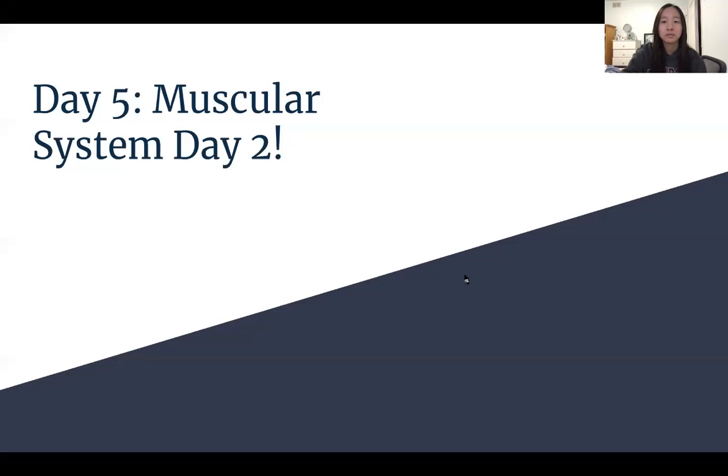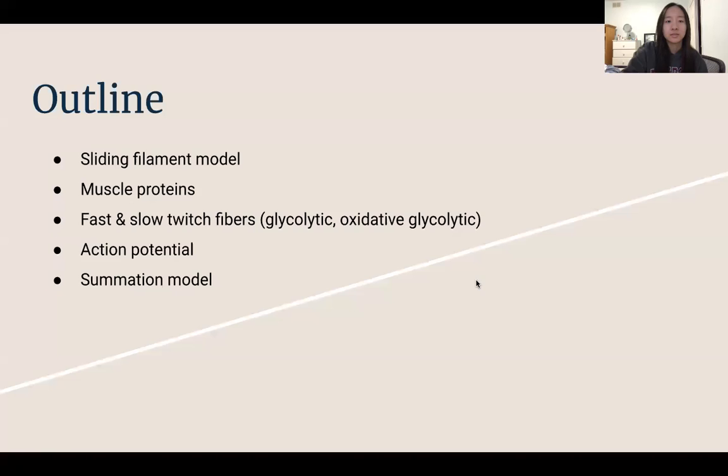Okay, so today is Muscular System Day 2. Today we're going to be learning about the sliding filament model, muscle proteins, the different types of muscle fibers. So there's like fast and slow twitch fibers, which we'll be going deeper into. We'll also be talking about muscle contraction, action potentials, and the summation model.